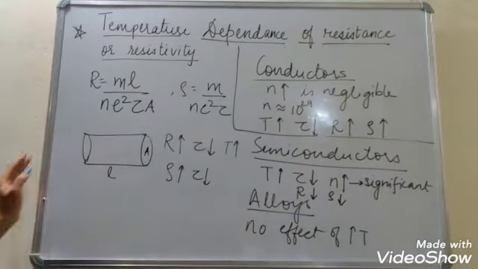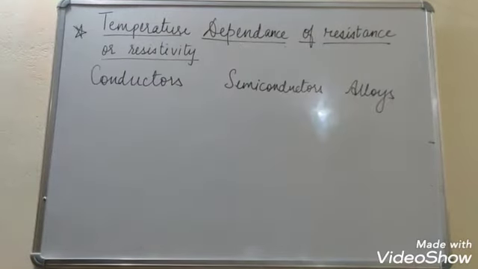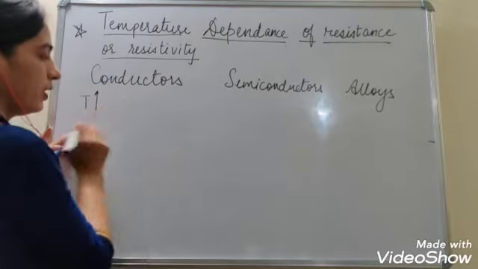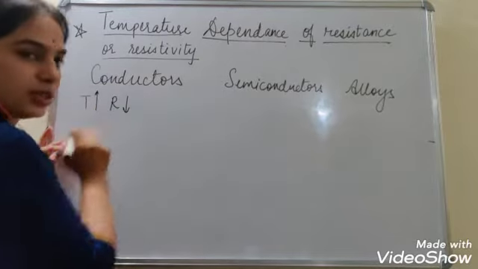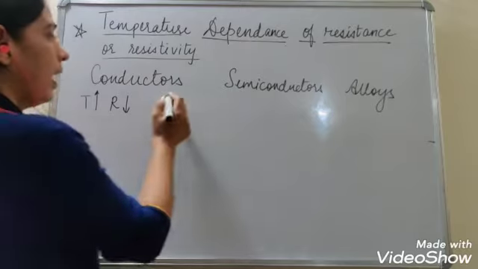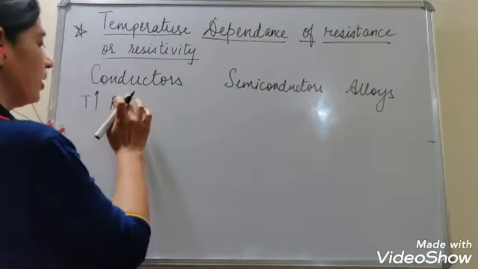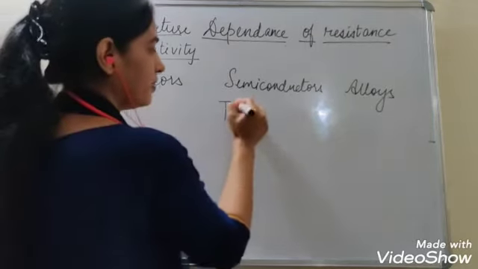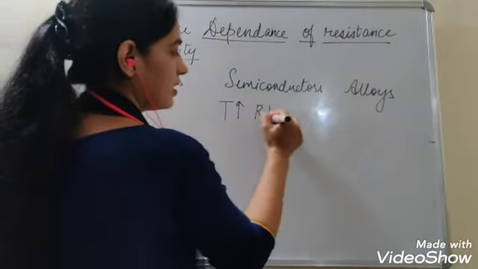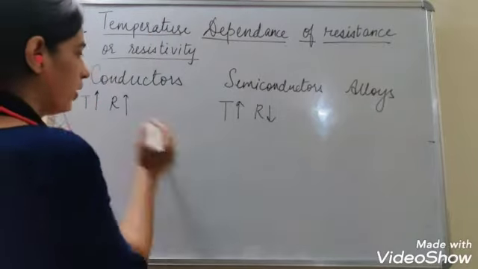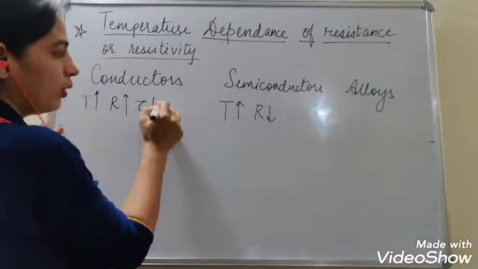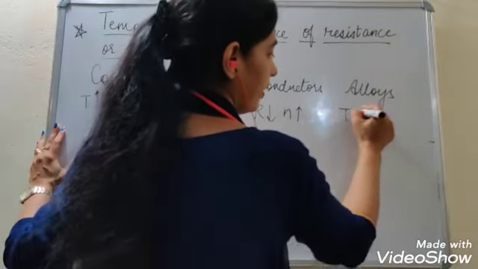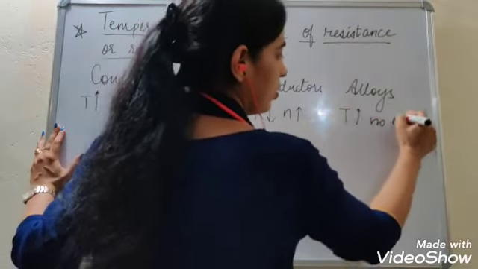So we have studied that for conductors, when temperature increases, tau decreases, so resistance increases. And for semiconductors, when temperature increases, resistance decreases, because what happened here? Let us write: tau decreases, here N increases. And for alloys, when temperature increases, there is no effect.